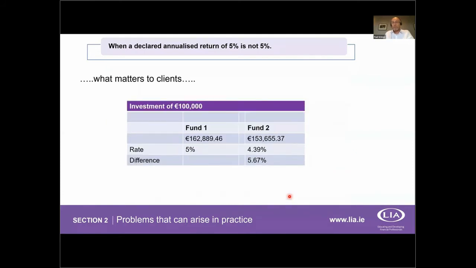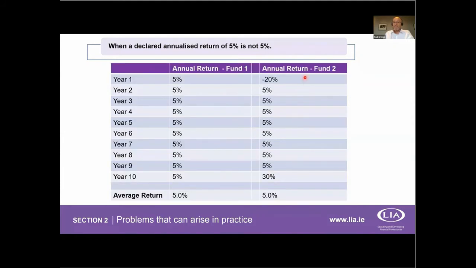But in actual fact, what has happened from a valuation point of view is Fund 1 has an outcome of 162,000 odd, close to 163,000, which is a true return of 5% per annum. But Fund 2 has a return of 153,500, which equates to an annualized return of 4.4%. Okay, so the difference between the two is about 5.5%, or just north of 5.5%. And the reason for that is this minus 20% in year 1.